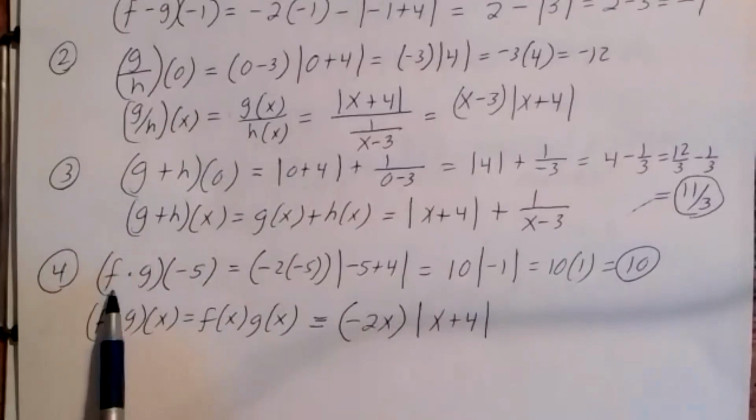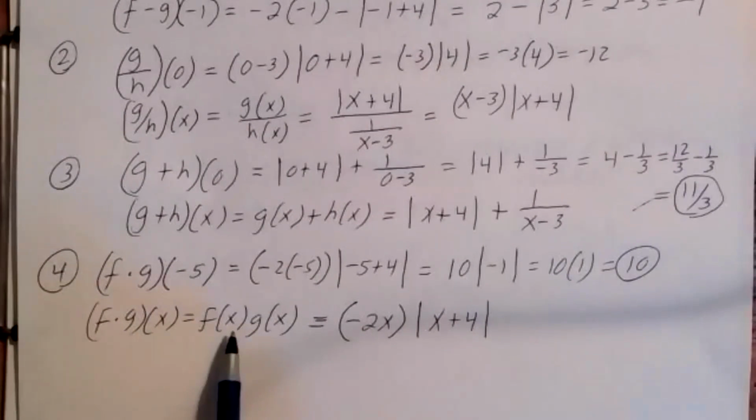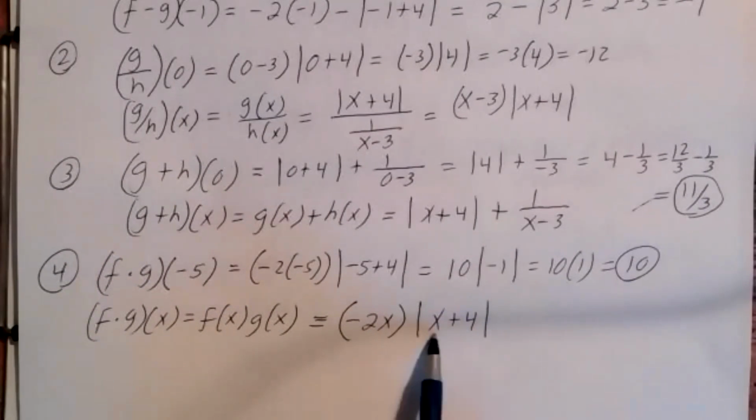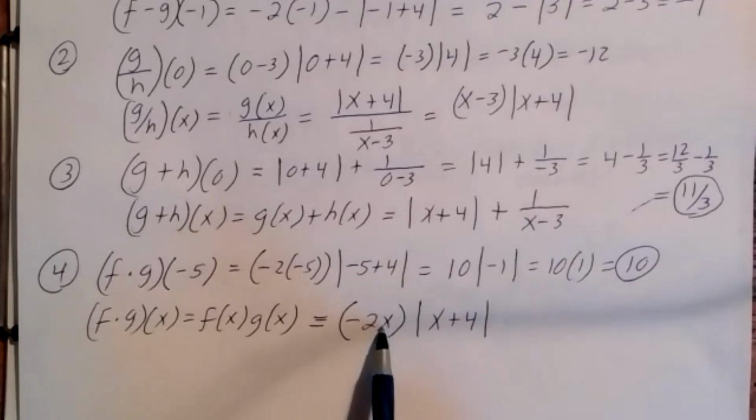Problem number 4, f times g of -5. What is f times g of x? It's going to be f of x times g of x, which is -2x times the absolute value of x plus 4. Now we evaluate it at -5 by putting -5 in here and here.